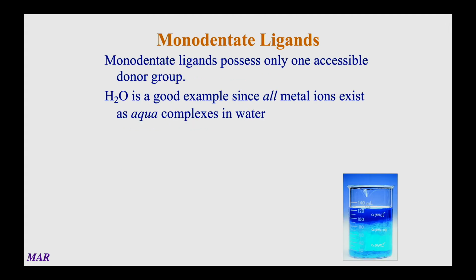Monodentate ligands are very common, and we've seen quite a few of these already in our chemistry classes. Water is a great monodentate ligand, all right? It's small, relatively. It's got good lone pairs on it, so it connects well to the metals. And I would argue that any metal atom in water has waters complexed around it.